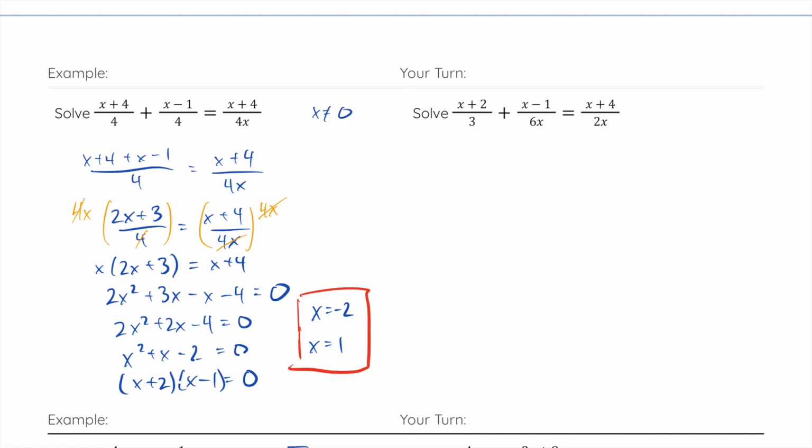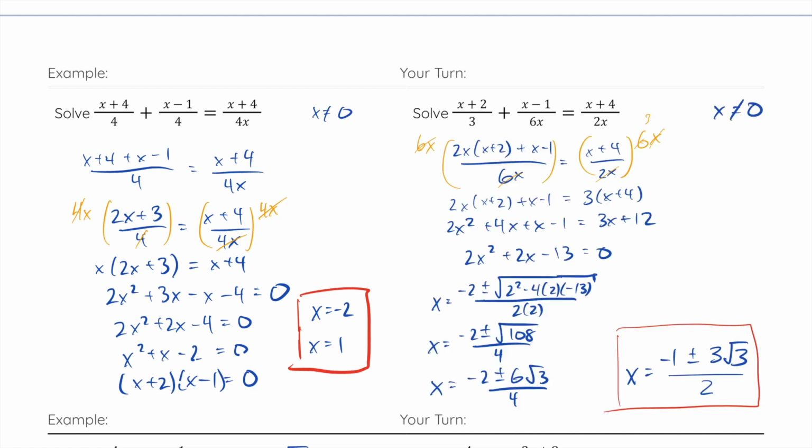Right, pause the video, try the one on the right. All right, so again, we combined the terms and then we multiplied it by the common denominator. And in that case, that got us to a quadratic equation that looked like this. And we couldn't factor that, so we ended up using the quadratic formula.